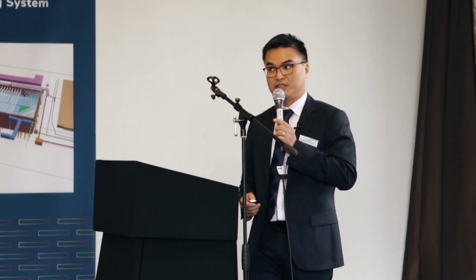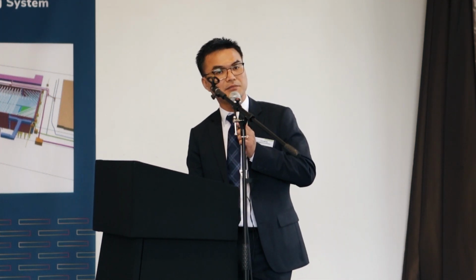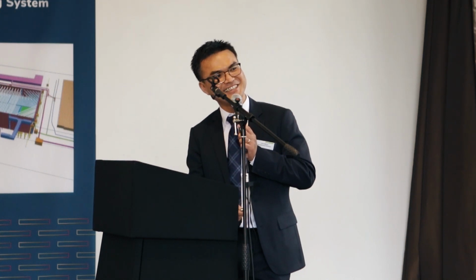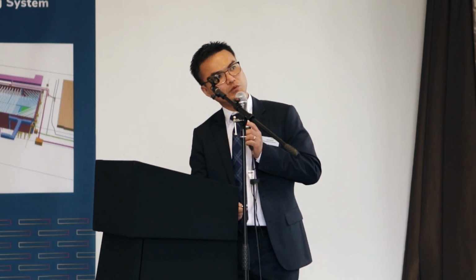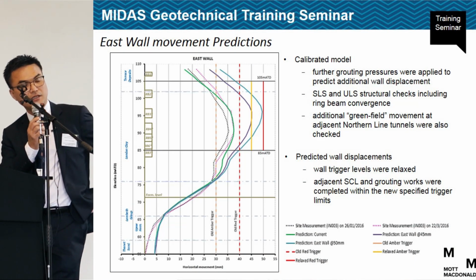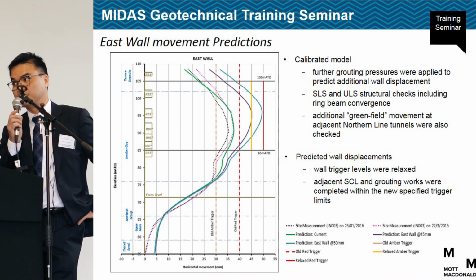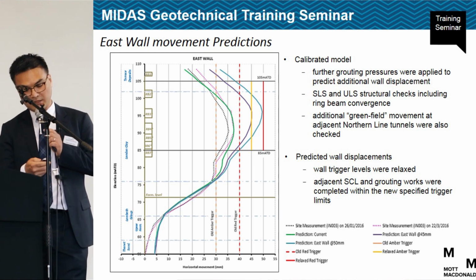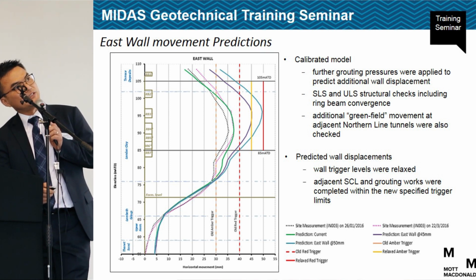So for this assessment, we didn't use A-star. The main reason is because there was no A-star model in GTS NX. So maybe Midas can consider that. In order to ensure we have the right stiffness for the GTS model, we calibrated the ground stiffness with site measurements, so that we have the right starting point. As you can see here, this green curve is the calibrated wall displacement profile. The dotted line is the site measurement.